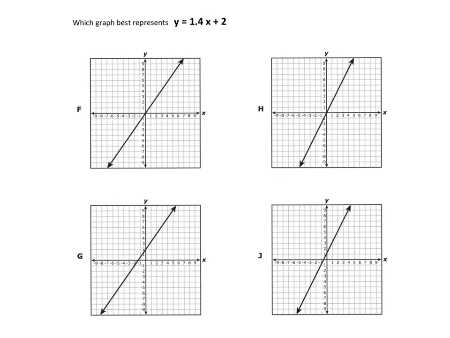So here's our next example. It says, which graph best represents y equals 1.4x plus 2? So we aren't given any word problems or anything to go off of. We are only given an equation. Now, the first thing that I always look at and always make a note of is this plus 2 is our b. That is our y-intercept. So I'm going to write b underneath, and the 1.4 is our m. So that's the rise over run.